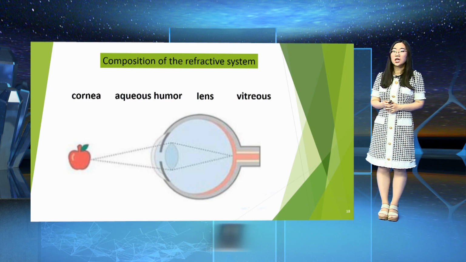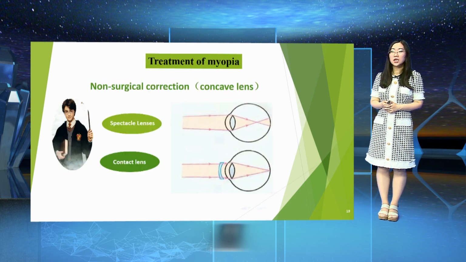Treatment. Composition of the refraction system: cornea, aqueous humor, lens, vitreous. Treatment of myopia: non-surgical correction. Spectacle lens and contact lens. Spectacle lens. Spectacles continue to be the safest method of refractive correction.